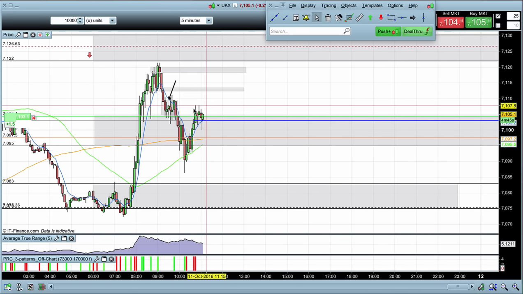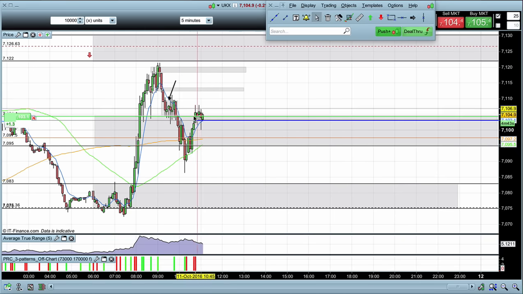Okay, so nothing has really changed. We're just sitting at this area and the market hasn't really gone anywhere. Right here at 11 o'clock, you can see we spiked down. However, it has then closed all the way back up. And the market is in a very, very short-term, small range.